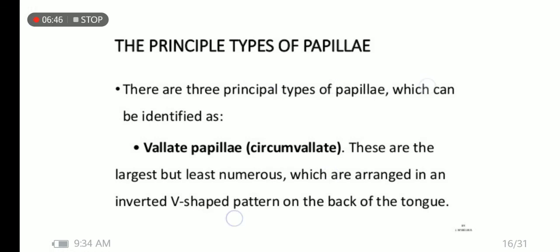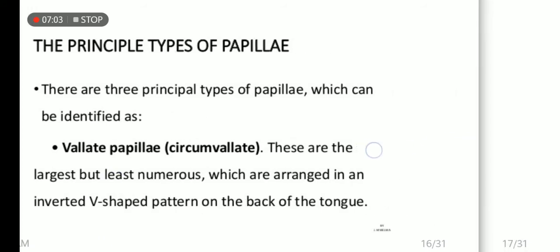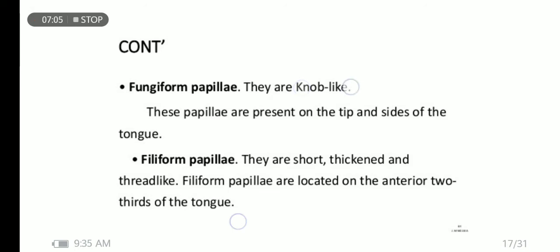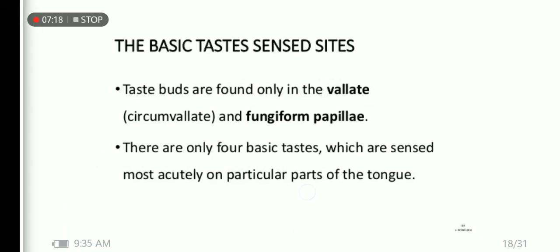There are three principal types of papillae. Vallate papillae or circumvallate papillae are the largest but least numerous, arranged in an inverted V shape on the back of the tongue. This was already shown in the previous slide. Fungiform papillae are knob-like and present on the tip and the sides of the tongue. Filiform papillae are short, thick, and thread-like, and are located on the anterior two-thirds of the tongue.